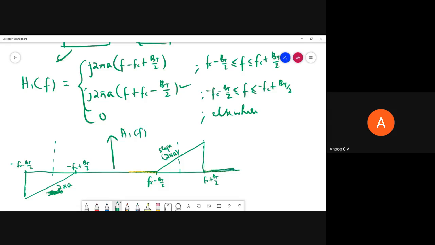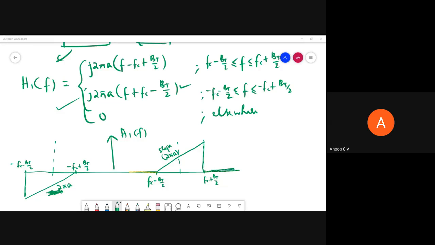This is h1 of f. So if you are trying to read it on your own, in the textbook they have initially given it like this: it should be complex, it should be real, purely imaginary, a linear function of frequency, and then they have straight away given this. Now my question is, would you have understood that? Was whatever we have discussed so far relevant? Are you able to visualize the transfer function of this frequency slope circuit?